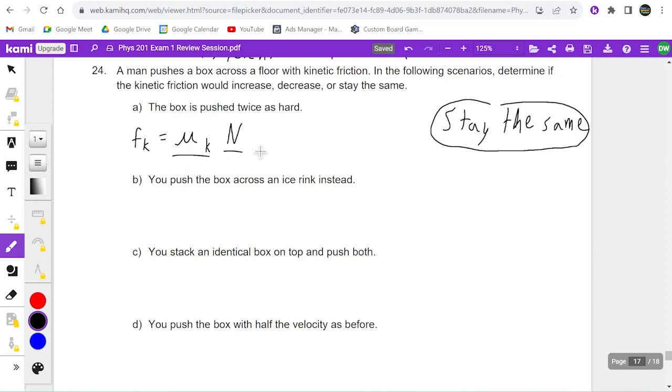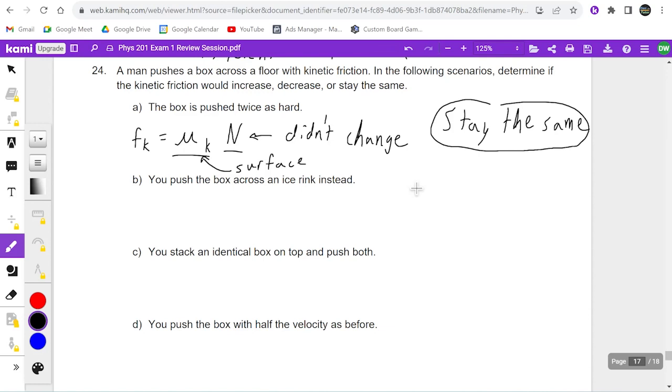So as long as these two variables are staying the same, then it doesn't matter, the friction's going to stay the same. Remember, the coefficient of friction depends on your surface, and the surface didn't change. And your normal force basically depends on the weight of the object, and that didn't change either. Neither of these things changed, so it stayed the same. What will change when you push twice as hard is the acceleration, but I'm not asking about the acceleration. So friction stayed the same.